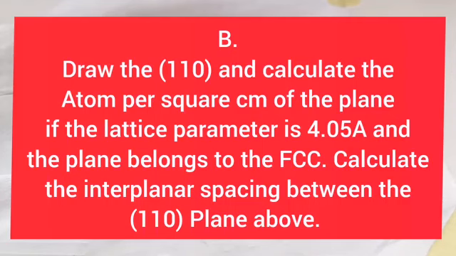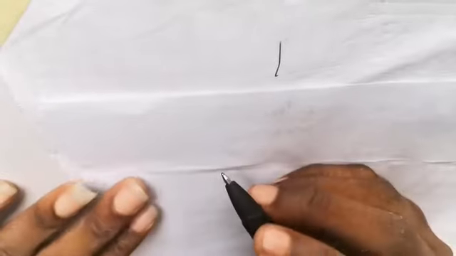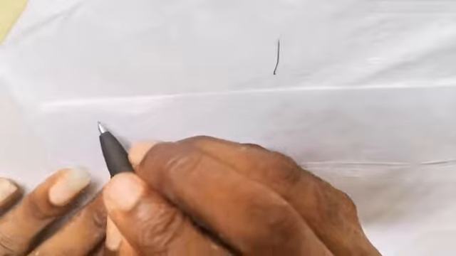The B part says draw the 110 plane and calculate the atoms per square centimeter of the plane, if the lattice parameter is 4.05 Angstrom units and the plane belongs to the FCC. Again, it says calculate the interplanar spacing between the 110 plane above. Okay, so we're asked to draw the plane of a given Miller Index.